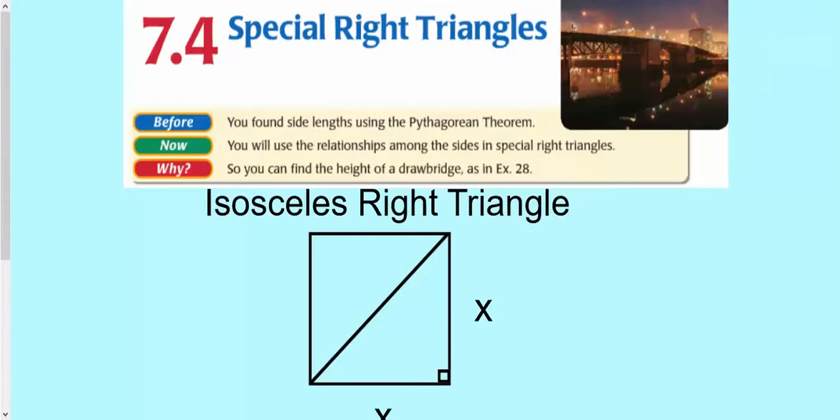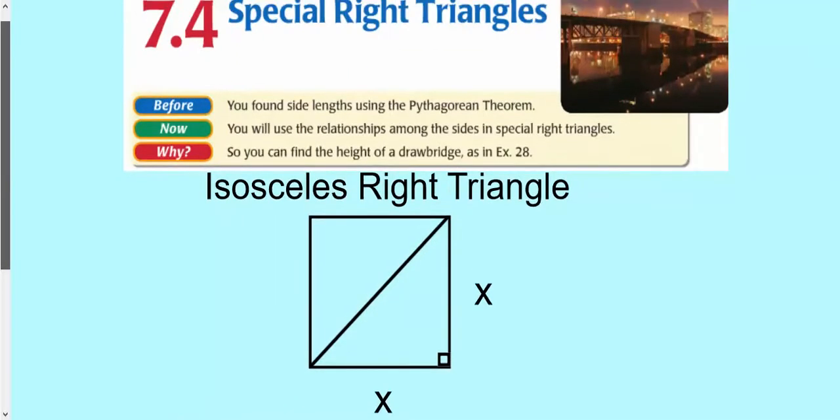Okay, special right triangles. This is a highly tested subject, very special. It's going to come up a lot. It's something that you guys need to know.